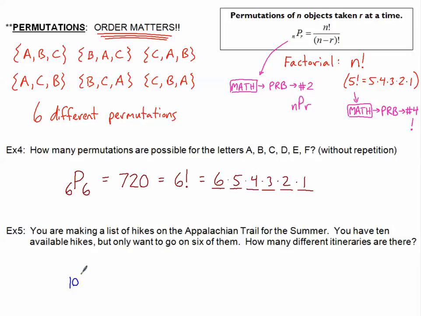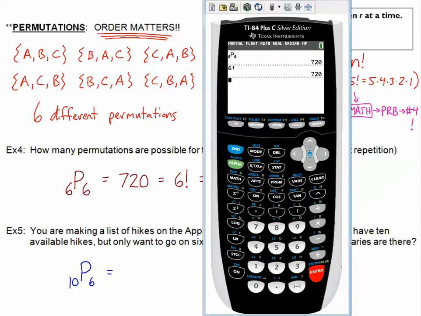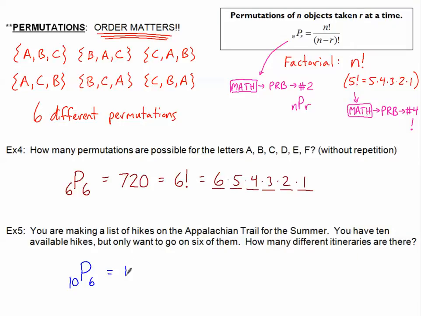This time we have 10 possibilities of hikes, but we don't want to use all 10 of them. We just want 6 of them. So it's 10 total things that we can take 6 at a time. So this is going to be plugged into the calculator as, again, we need to type the first number first, so I'll type the 10, and then I'll push my math and go over to the probability down to the permutation number 2 and end that with a 6. So it's 10P6, and I see that we have 151,200 possibilities. 151,200 different itineraries.